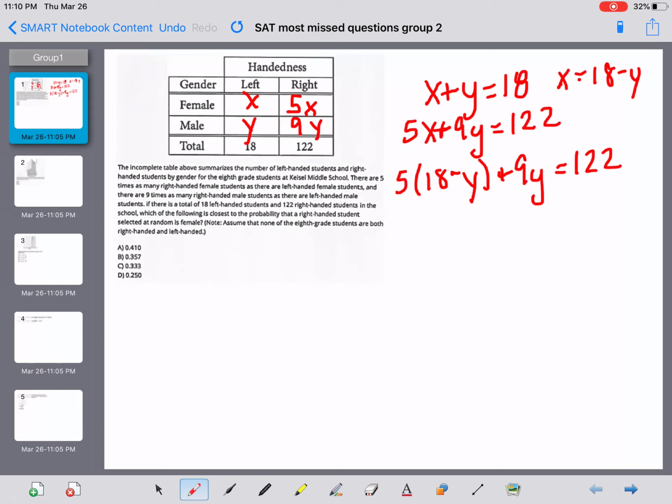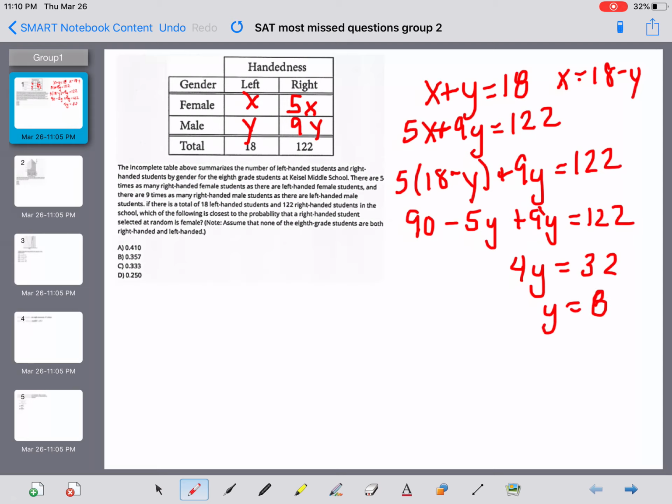And I go through and do my math. 5 times 18 is 90. 5 times negative y is minus 5y. Again, excuse my handwriting here. That gives me 4y. I subtract that 90, and 4y equals 32. y equals 8. And I don't need to do a full plug-in. The easy way to do this is x equals 18 minus 8. So my x is going to be 10.